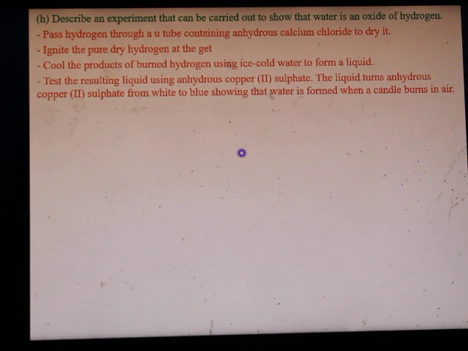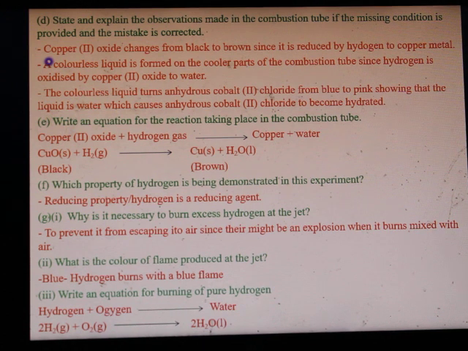So the observations that will be made in the combustion tube: first, the copper 2 oxide changes from black to brown since it is reduced by hydrogen to copper metal. 2. A colorless liquid is formed on the cooler parts of the combustion tube since hydrogen is oxidized by copper 2 oxide to water. 3. The colorless liquid turns anhydrous cobalt 2 chloride from blue to pink, showing that the liquid that is formed is water, which causes anhydrous cobalt 2 chloride to become hydrated.